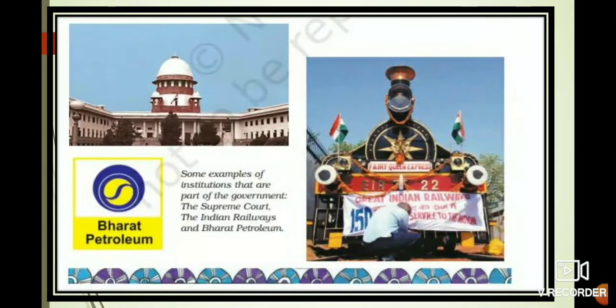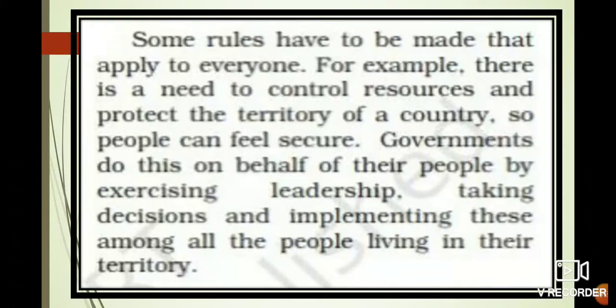See now, for example, some examples of institutions that are part of government are the Supreme Court, where we can go and fight for justice, right? And also Bharat Railway or Bharat Petroleum. These are all government companies, which are providing public facilities to the people of the country. Understood, dear children? Now, some rules have to be made that apply to everyone. Some rules are applied to each and every citizen in the country.